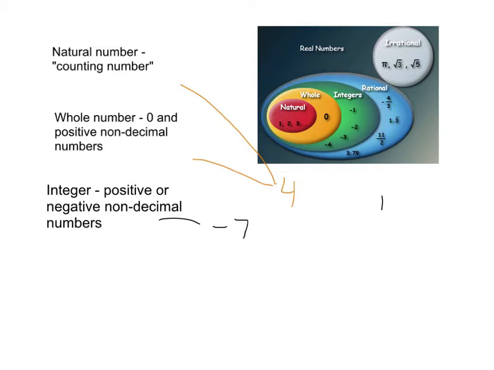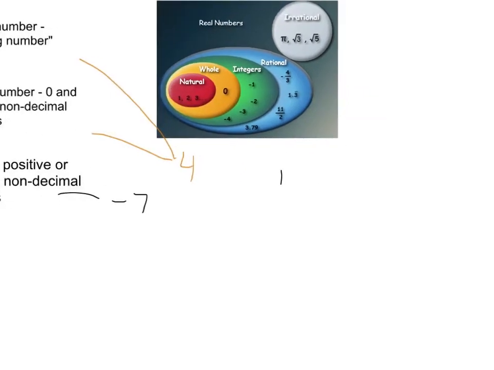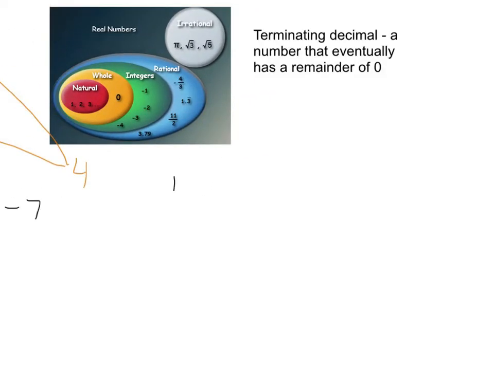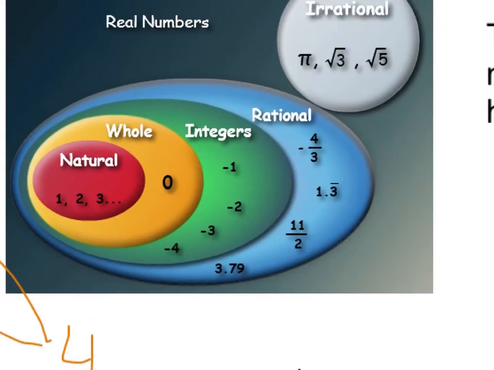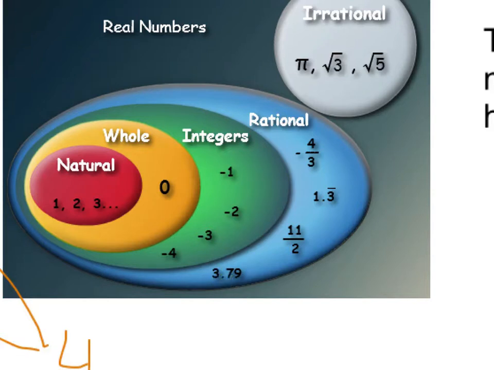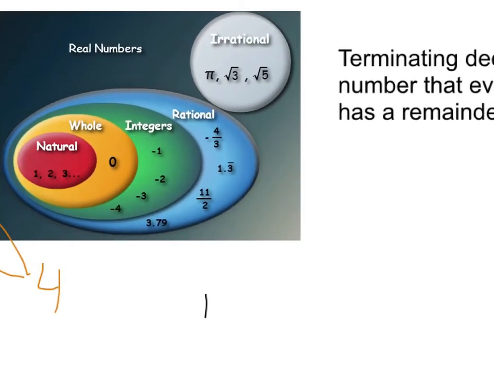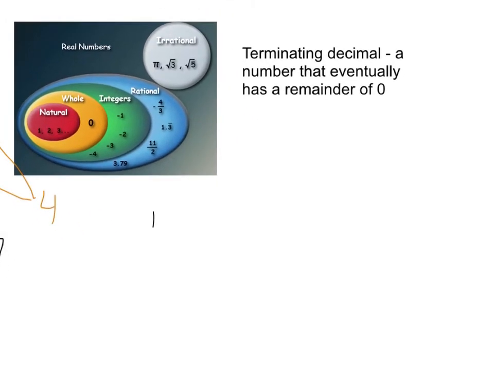Okay, so let's talk about these couple other types of rational numbers that we have. The first one I think of is terminating decimal. Think about what terminate means. Well, it ends, right? A terminating decimal is a number that eventually has a remainder of 0. So 3.79 would be a great example of a terminating decimal. It is a number that doesn't have a decimal that continues on, right? 3.79, stop.